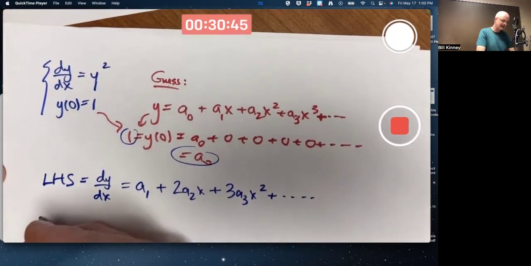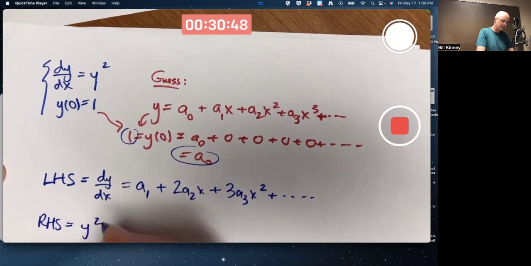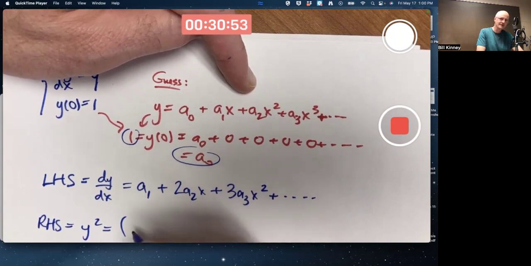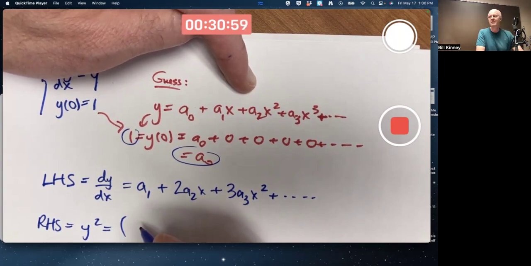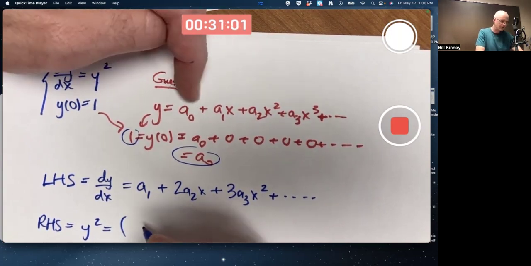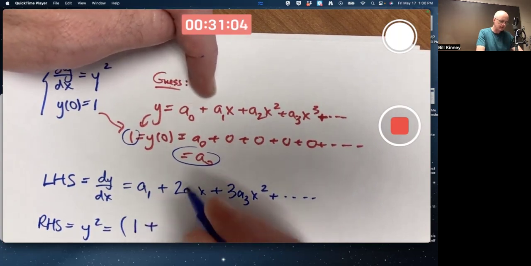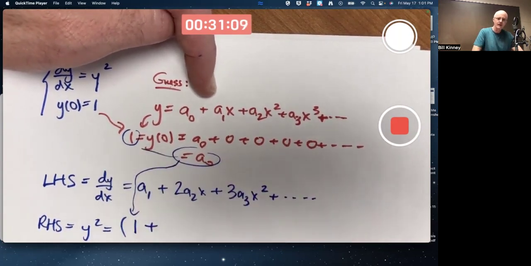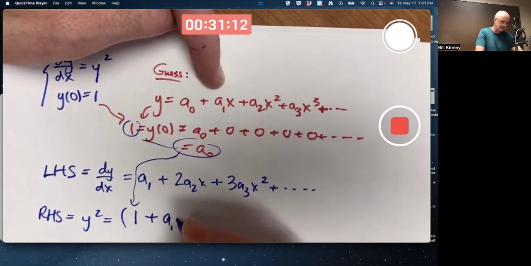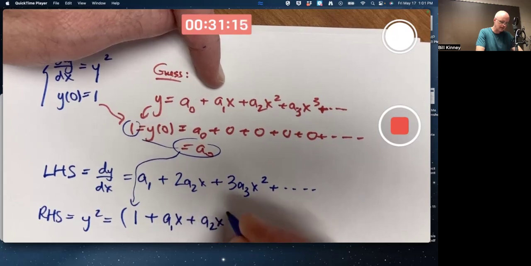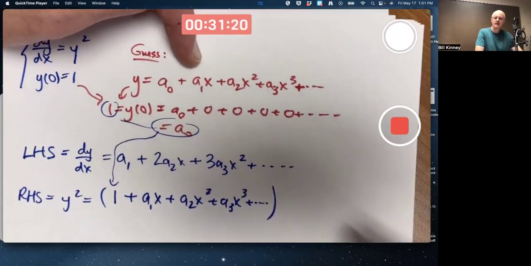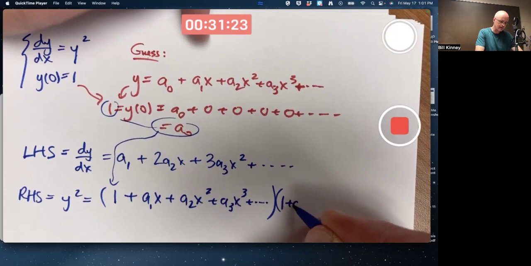How about the right-hand side? It's y squared. Plug in the function and square it. I got to square a power series. We've done that before. We can do it. Let's go ahead and replace A0 with 1, because that's what it equals. I don't know what A1 is yet. I don't know what A2 is yet. I don't know what A3 is yet. Square that thing, so multiply it times itself.